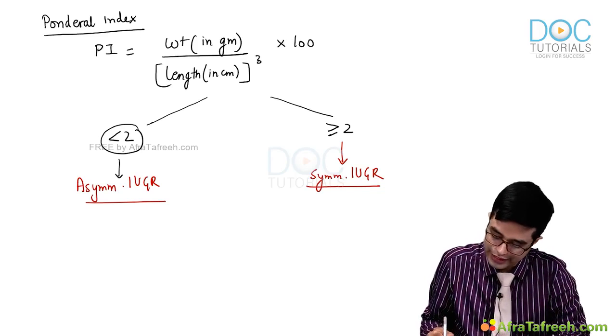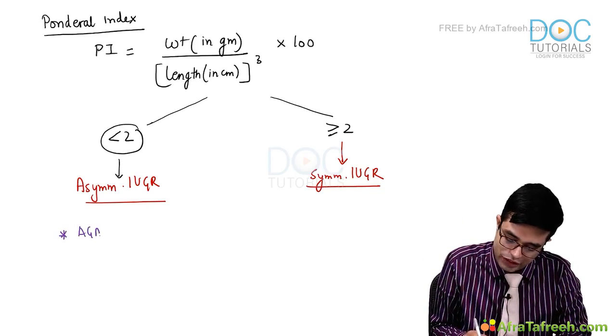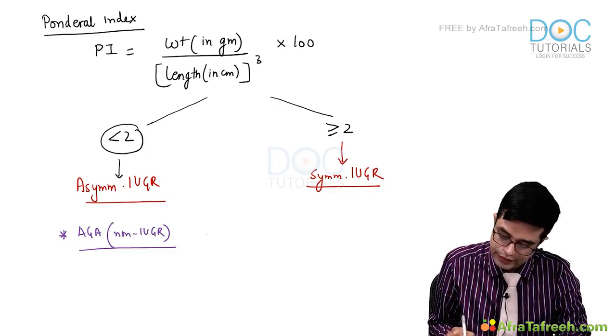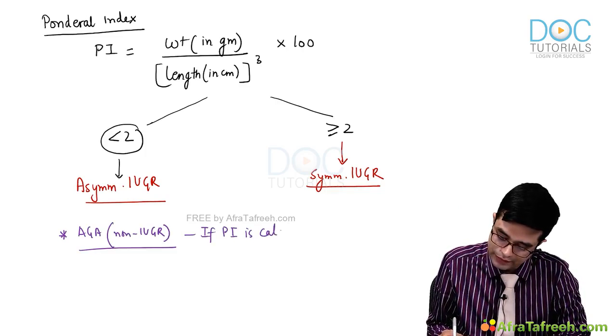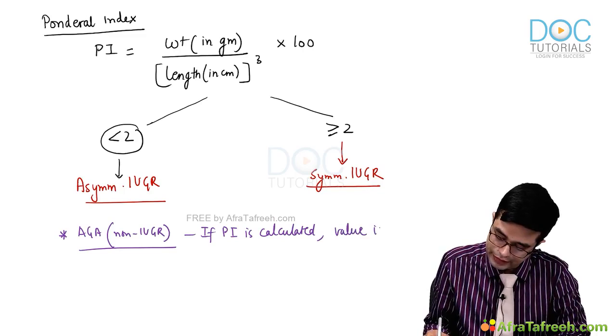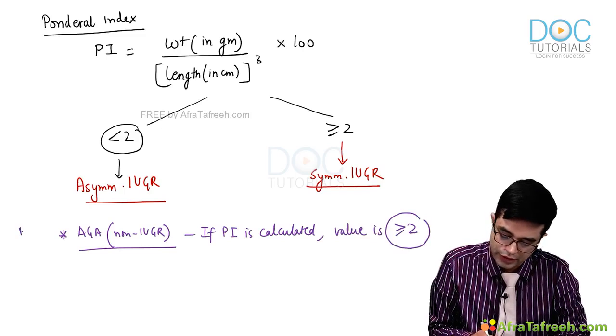So you can put a star and write the MCQ point. In appropriate for gestational age babies who are non-IUGR, if ponderal index is calculated, the value obtained is equal to or more than 2. So this is your MCQ.